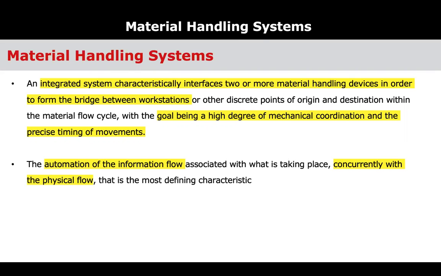In a material handling system, you're looking for the concurrent automation of information flow with the physical flow. You don't want a lag where the information is there and people are sitting and waiting for the physical, or vice versa. So for everything to be arriving at the right place at the right time would be a characteristic of a good system.